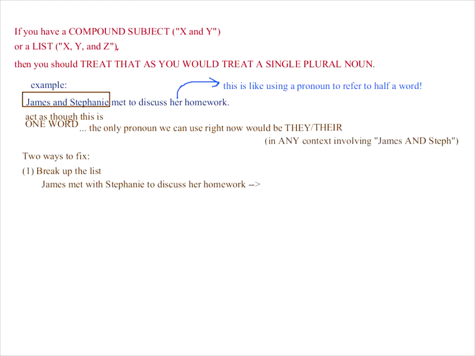So if that doesn't clear that up for people who typed in the text box, then just type again. One way to handle this is to break up the list. James met with Stephanie to discuss her homework. This is okay, because now "her" is Stephanie's. The other way to do it is to just repeat words. So if you say something like, James met with Stephanie to discuss Stephanie's homework. This is okay.